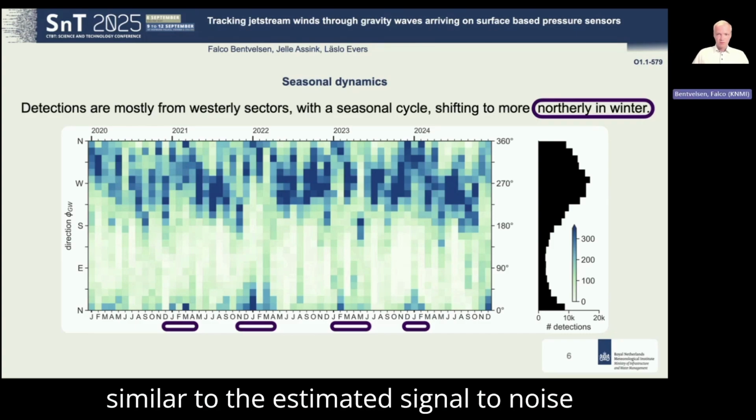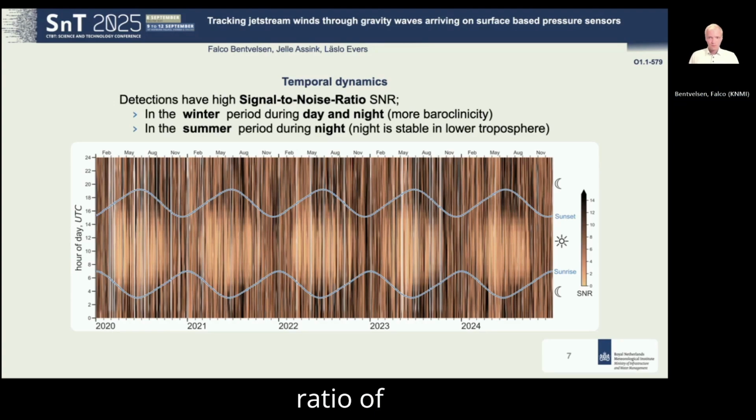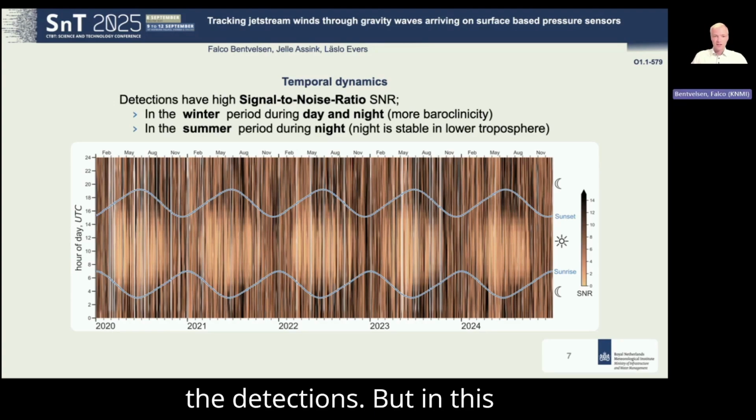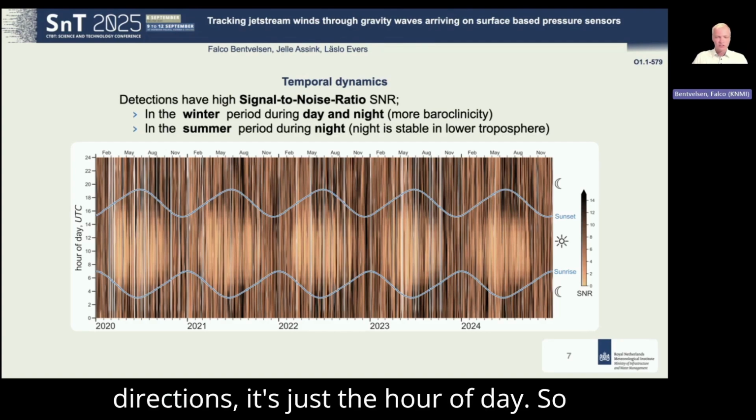Now, we did something similar to the estimated signal to noise ratio of the detections, but in this case, the vertical axis is not directions, it's just the hour of day.